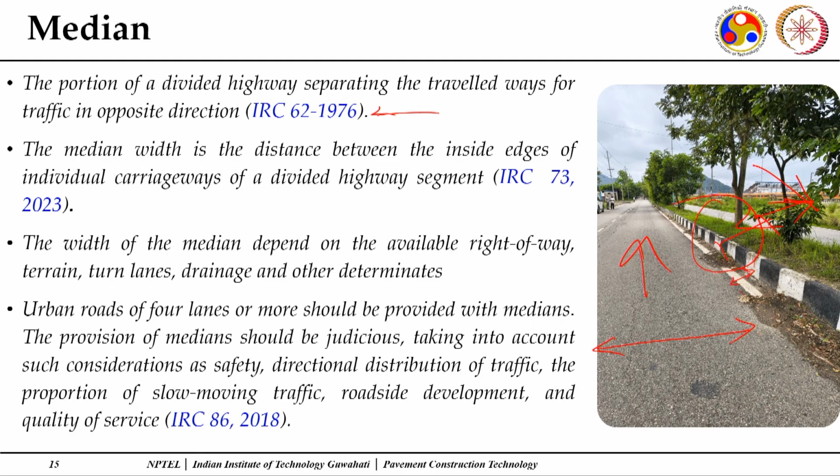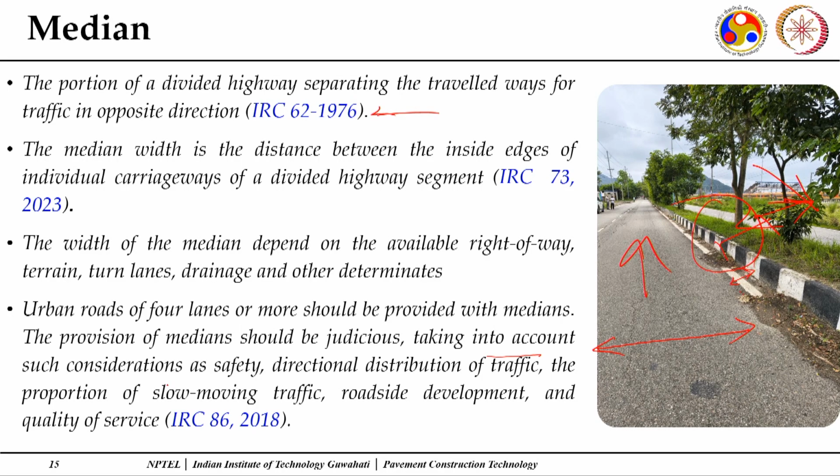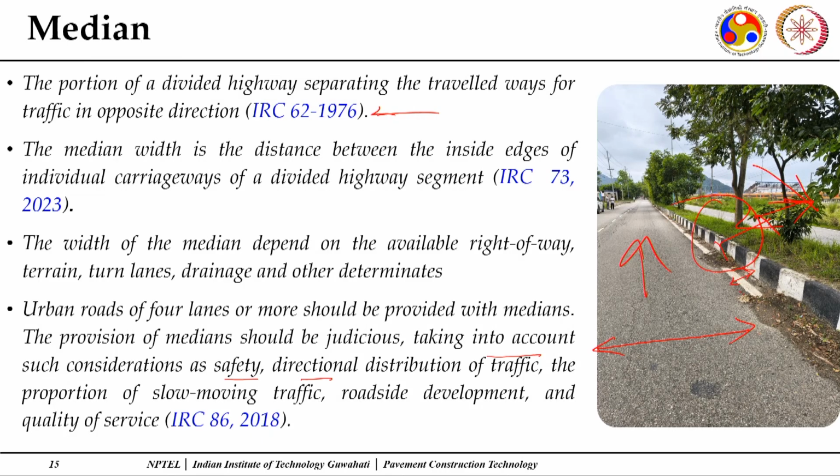Urban roads of 4 lanes or more should be provided with medians. The provision of medians should be judicious, taking into account such considerations as safety. As I said, if one vehicle is moving in this direction, especially during night, glare is experienced by the vehicles in the other direction. Another advantage is that if you need to widen the road later, a good median width already incorporated can be used during the widening of the project. So a judicious decision has to be made considering slow moving traffic, roadside development and quality of surfaces.